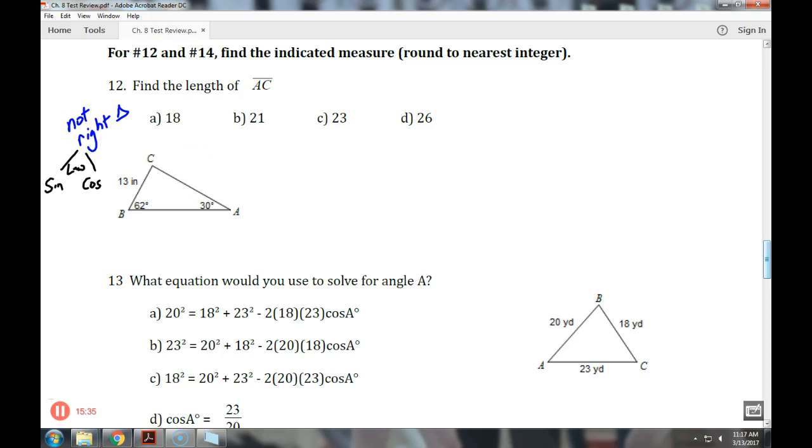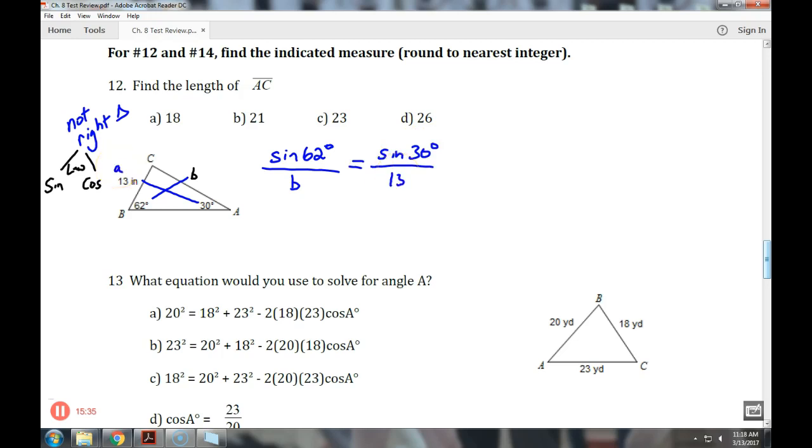AC is this side right over here, which is across from big B. So I'm going to call it little b. That's just kind of a way that we label the sides based on the angle they're across from with the lowercase letter. Now I try to set up a proportion, and as long as I have 3 out of the 4 pieces that I know, I'm okay. So I think I can use the law of sines here. This is the sine of 62 degrees over b equals the sine of 30 degrees over little a, which is over here, which is 13.